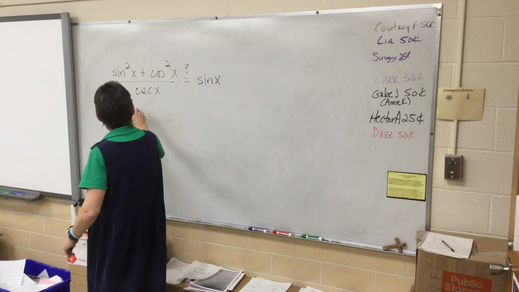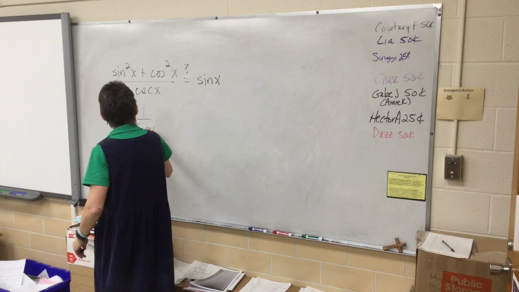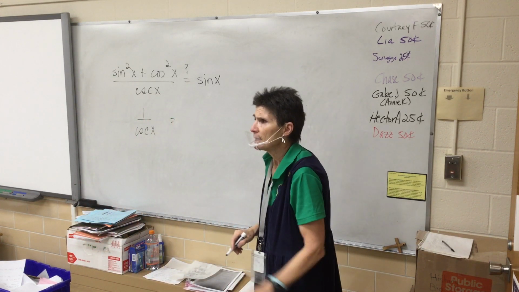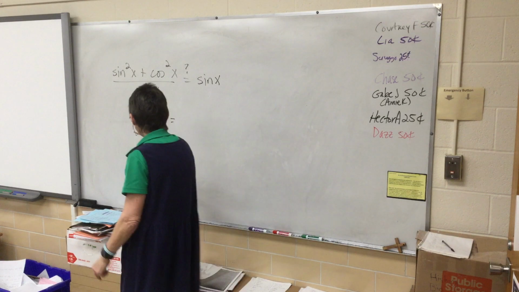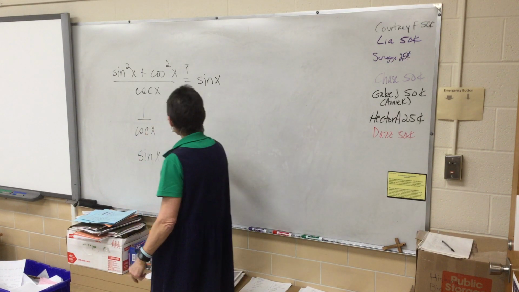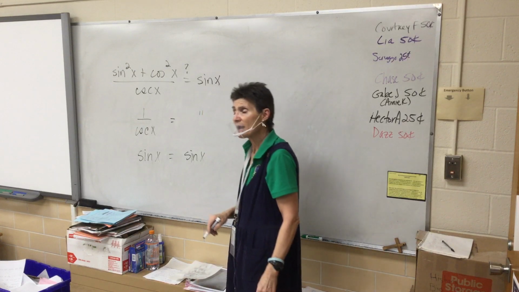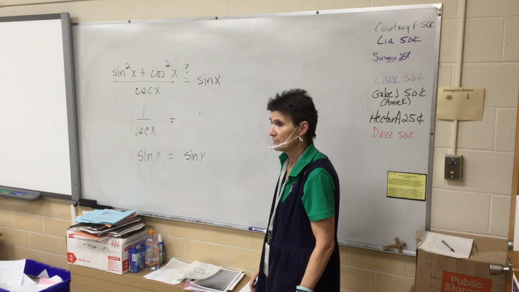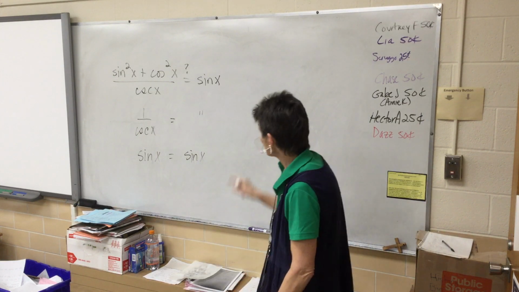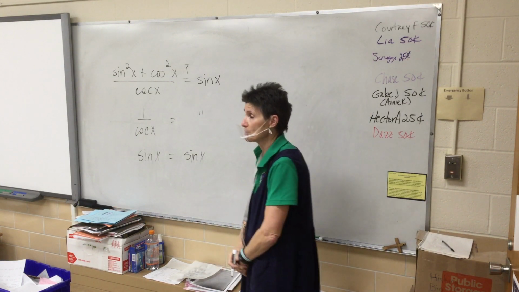So what this says is 1 over cosecant. Wait a minute. That's sine. Because what do we know about cosecant and sine? Aren't they reciprocals? So 1 over one of them is the other one, always. So guess what? You just proved your first identity.